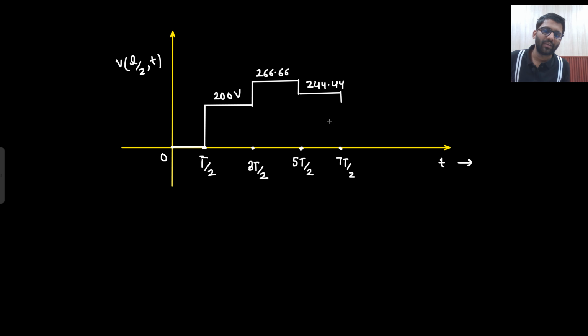So in that manner we need to proceed. So this is how the voltage waveform will be drawn there, and they will ask you which of the options is correct. So 237.03 volt. Okay, so in that manner you need to analyze.